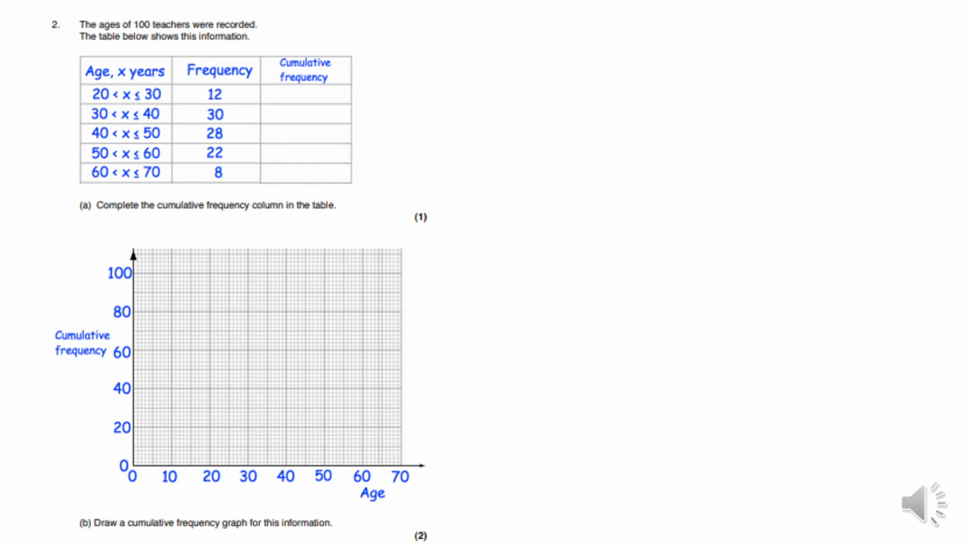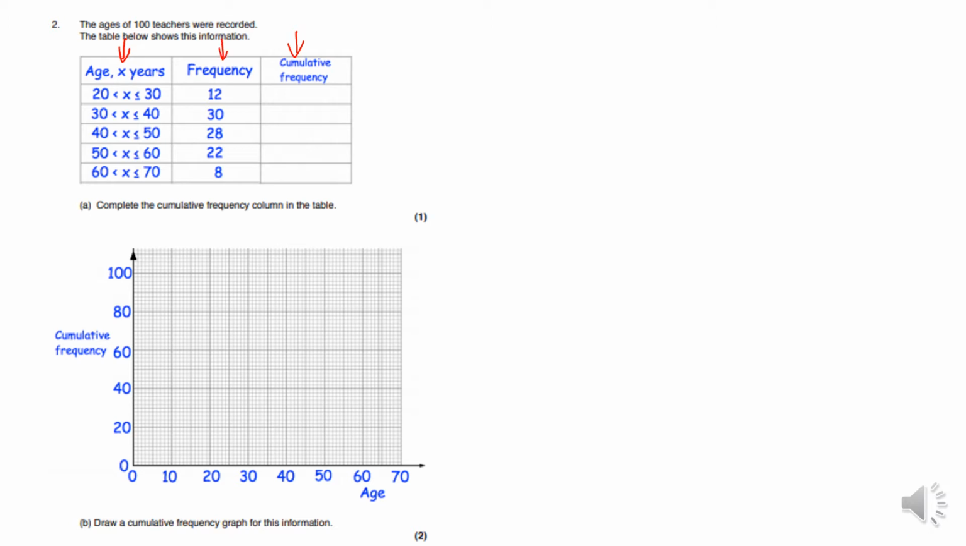So it says here the teachers that were between 20 and 30 is 12, 30 and 40 is 30, 40 and 50 is 28, and so on. Now, what the word cumulative means, it basically means just to increase. So on this column up here, we need to look at the cumulative frequency column and fill in the frequency part up here.